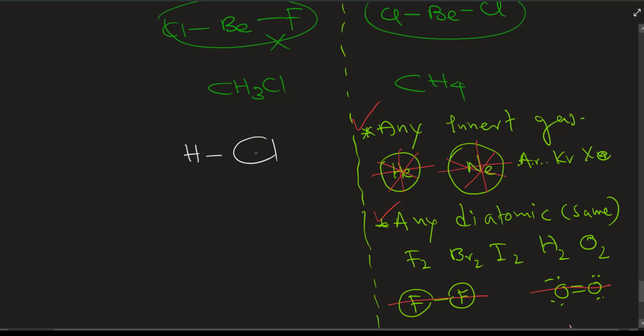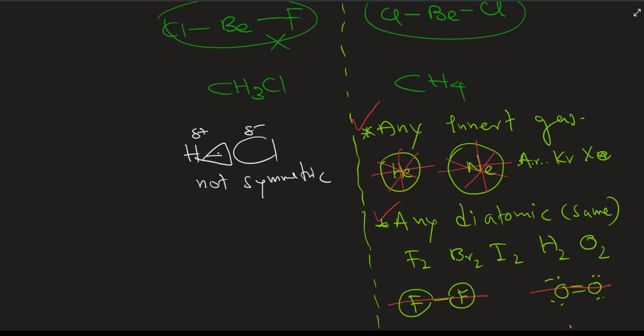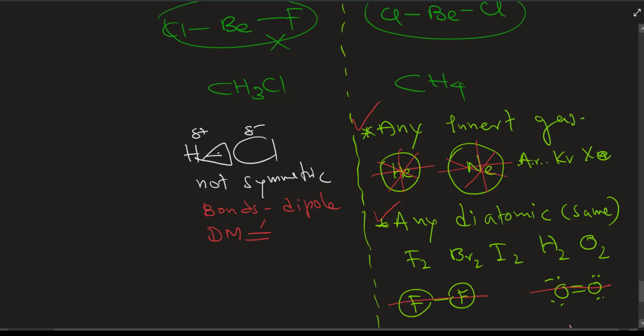Now compare the linear molecules like fluorine to fluorine with HCl. Just remove one fluorine and put in a Cl. So now it's not symmetric. Voila. So again, let's talk about the bond. The bond is a dipole, right? One side is more electron density, the other side is less.